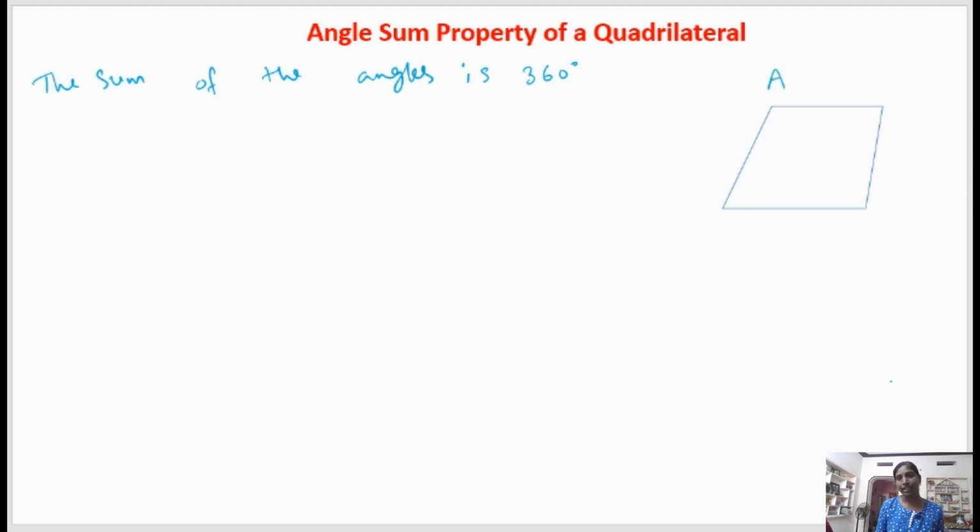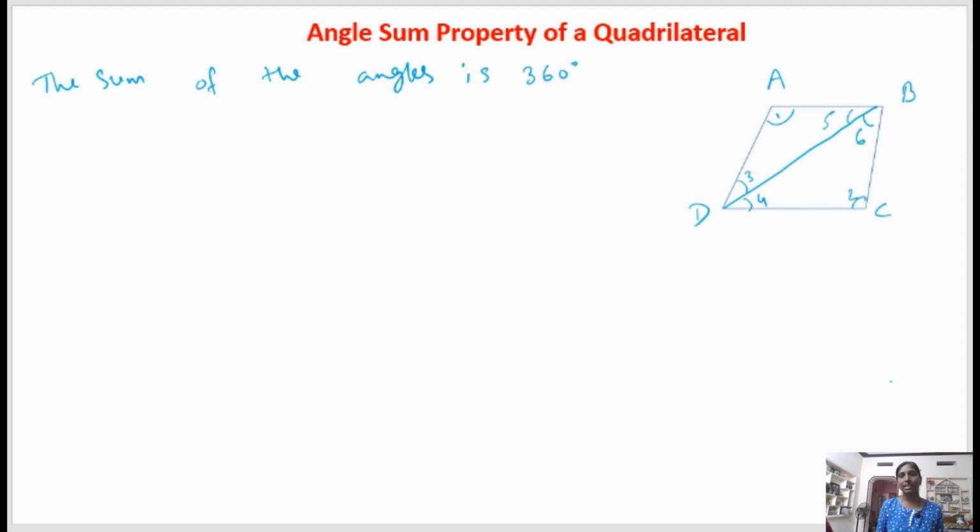Okay. So here ABCD is a quadrilateral. So to prove this property, we need to construct a little bit. It's nothing, just join DB. Okay. So here let's name the angles. Here angle 1. This is angle 1. This is angle 2. This is angle 3. This is angle 4. This is angle 5. This is angle 6.